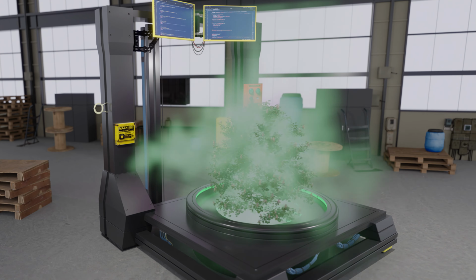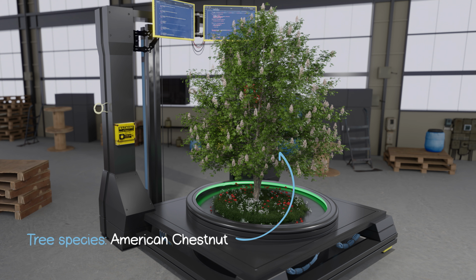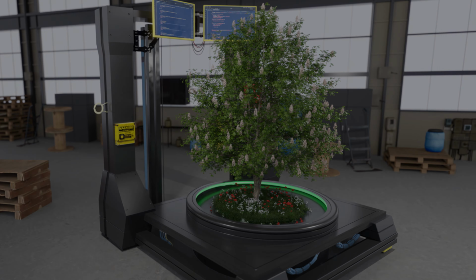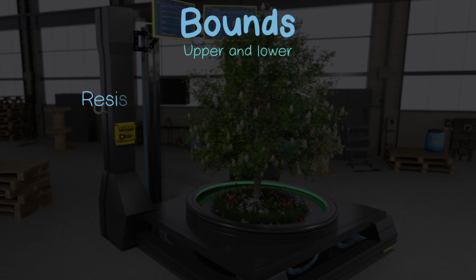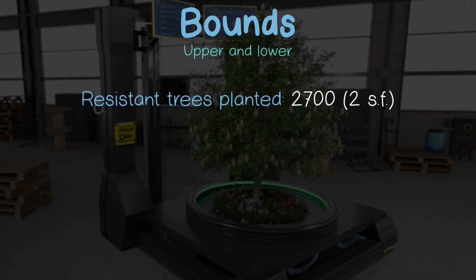Our final example is an American chestnut. In the 1950s, their species was plagued with a fungal infection called blight, and their population was decimated. To try and reintroduce them, blight-resistant chestnuts have been developed, and at a conservation site in Colorado last year, 2,700 trees were planted, but this number was rounded to two significant figures, the 2 and the 7 here.